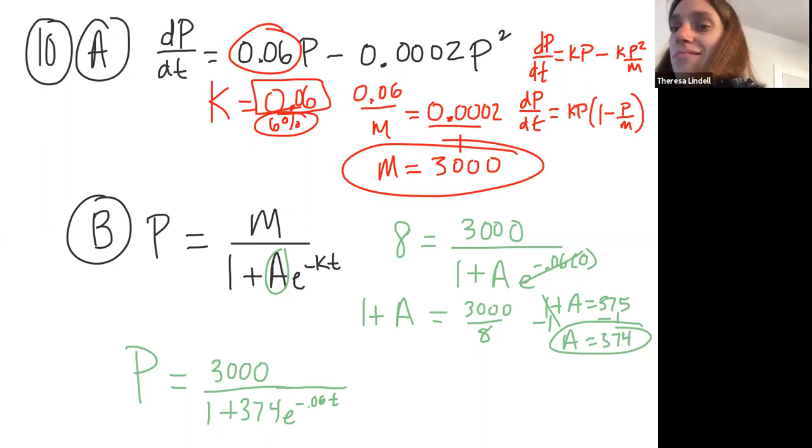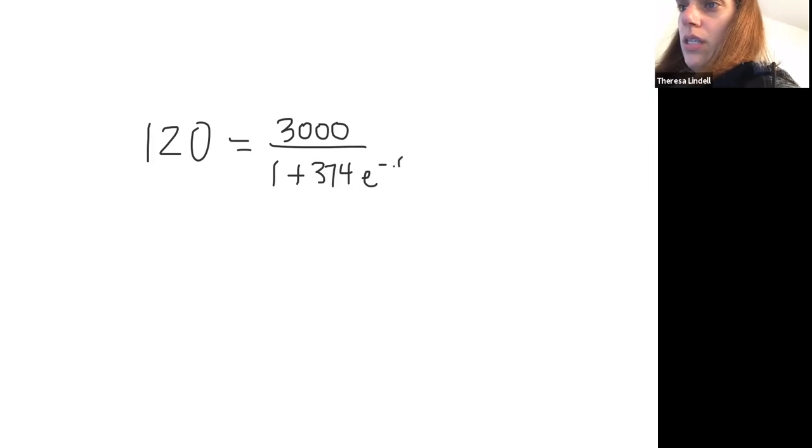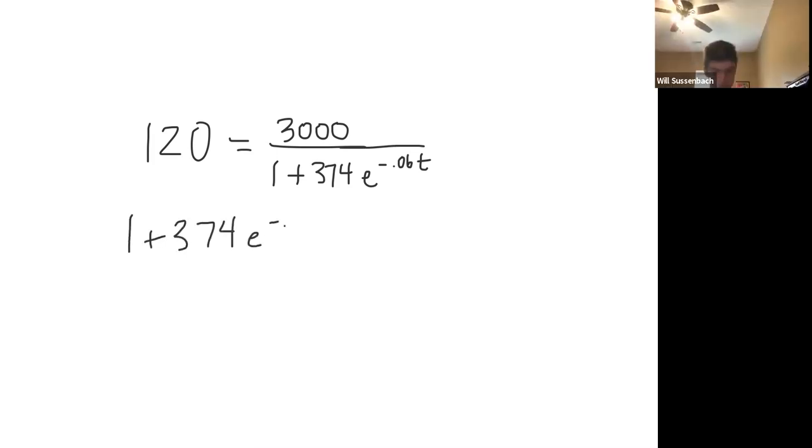And then part C is solving that equation again, but you plug in 120, and where do you plug 120 in? To the P. Yeah. So I'll have 120 equals 3,000 over 1 plus 374 e to the negative 0.06 t. And then same thing, I went ahead and multiplied by the 1 plus all that, and then I divided by the 120.